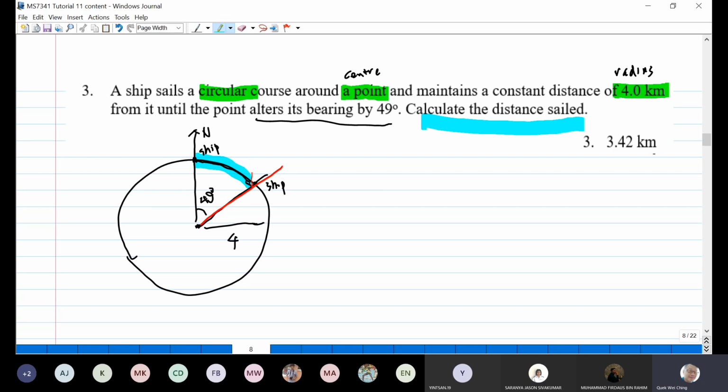Okay, you know the circumference of a circle. What is the circumference of a circle? Basically this is the arc. Let's say PQR. So the length of arc PRQ.